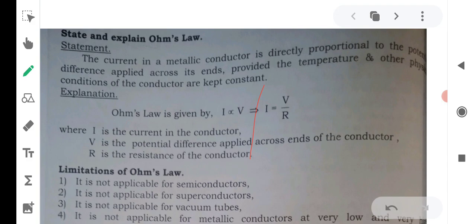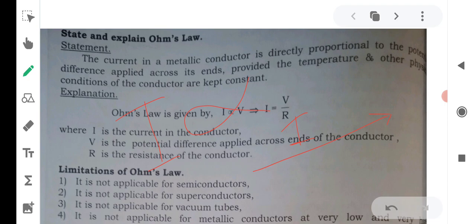The statement of Ohm's law is: current in a metallic conductor. For example, I am taking this as one metallic conductor, and I amount of current is flowing in this conductor. This current in a metallic conductor is directly proportional to the potential difference applied across its ends.